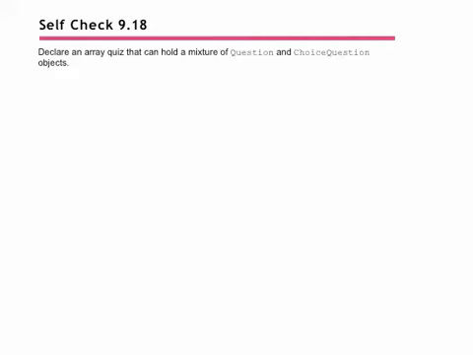Declare an array quiz that can hold a mixture of Question and ChoiceQuestion objects. So think about how we would do that. How would we declare an array called quiz that can hold a mixture of Question and ChoiceQuestion objects? Recall that ChoiceQuestion is a Question. So imagine what that UML diagram looks like in your mind. And so what needs to come first? Question needs to come first.